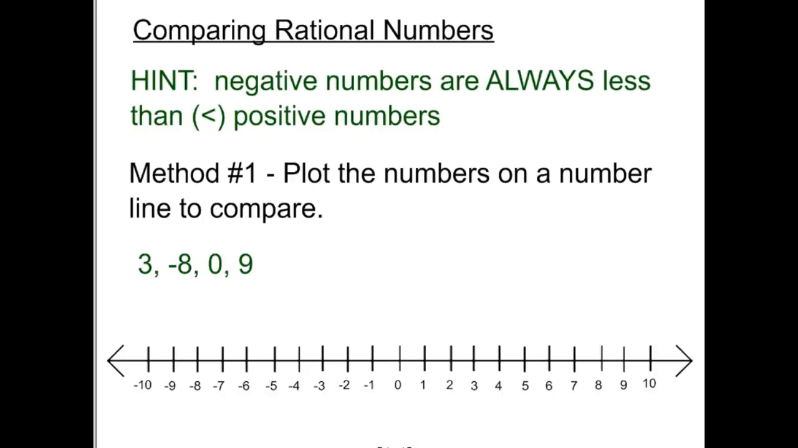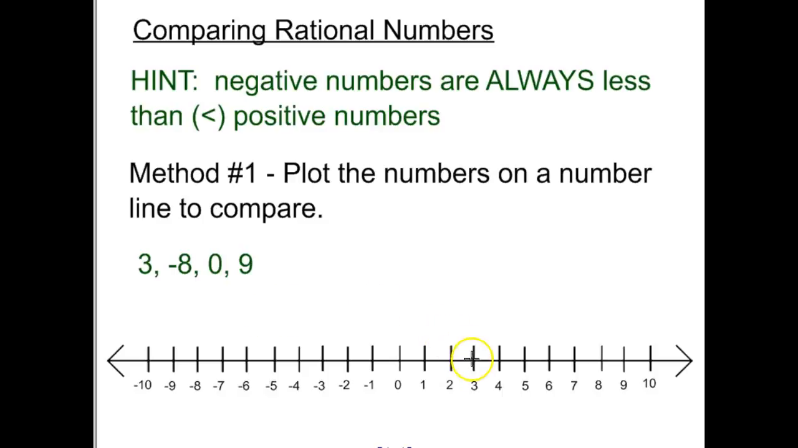Now we're going to talk about comparing rational numbers, which includes negative numbers. Remember, a negative number is always less than a positive number. The first method would be to plot the numbers on a number line to compare them. So let's plot our numbers.